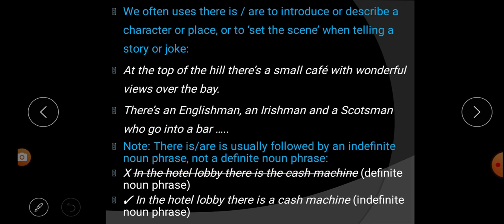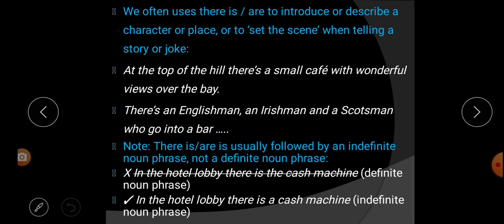That's why, according to our rule, while we are telling a story or joke, to introduce or describe a character or place, we use introductory there. So here, what is introduced? A place. What? A small cafe. That's why we have used introductory there over here. There is a small cafe with wonderful views over the bay.